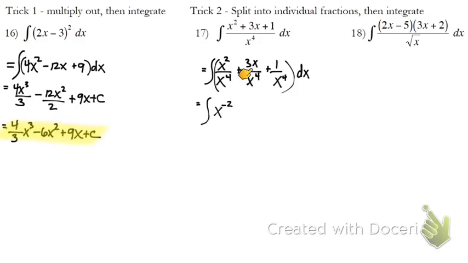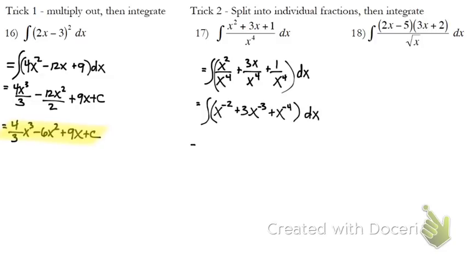The middle one gives me 3 times x to the negative 3, because one of the x's on top and one of the x's on the bottom would go away, so we'd be left with x cubed on the bottom, and if you bring it up, that's x to the negative 3. But again, you could have gotten that from properties of exponents, just subtracting them. And then the last one is plus x to the negative 4 dx.